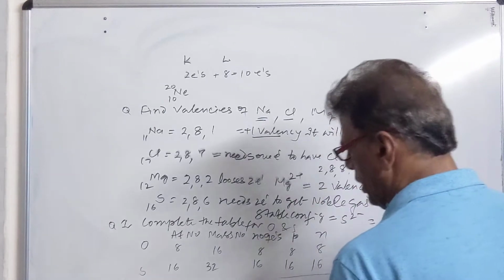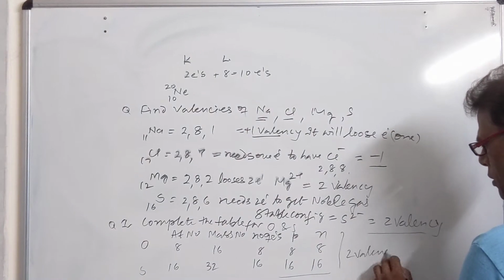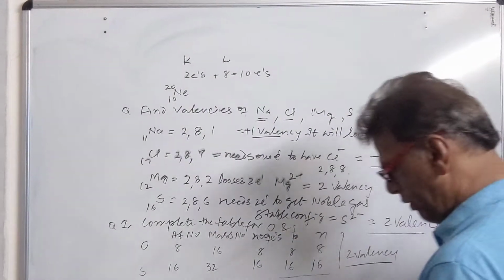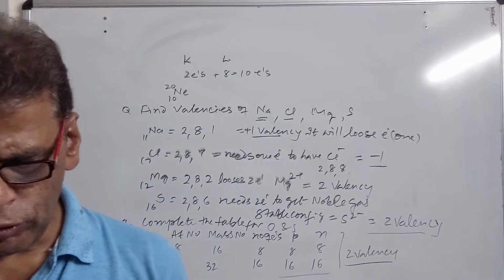And what will be their valency? They will be having 2 valency, because both of them have a deficiency of 2 electrons, so they will be showing valency of 2.